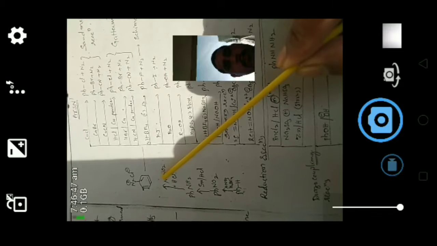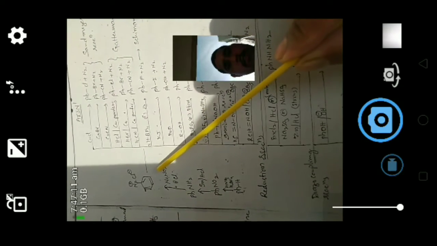So this benzene diazonium chloride reacts with copper chloride to give chlorobenzene, and the same benzene diazonium chloride reacts with copper bromide to give bromobenzene. Again, benzene diazonium chloride reacts with copper cyanide to give cyanobenzene. So these three reactions are called Sandmeyer reactions.